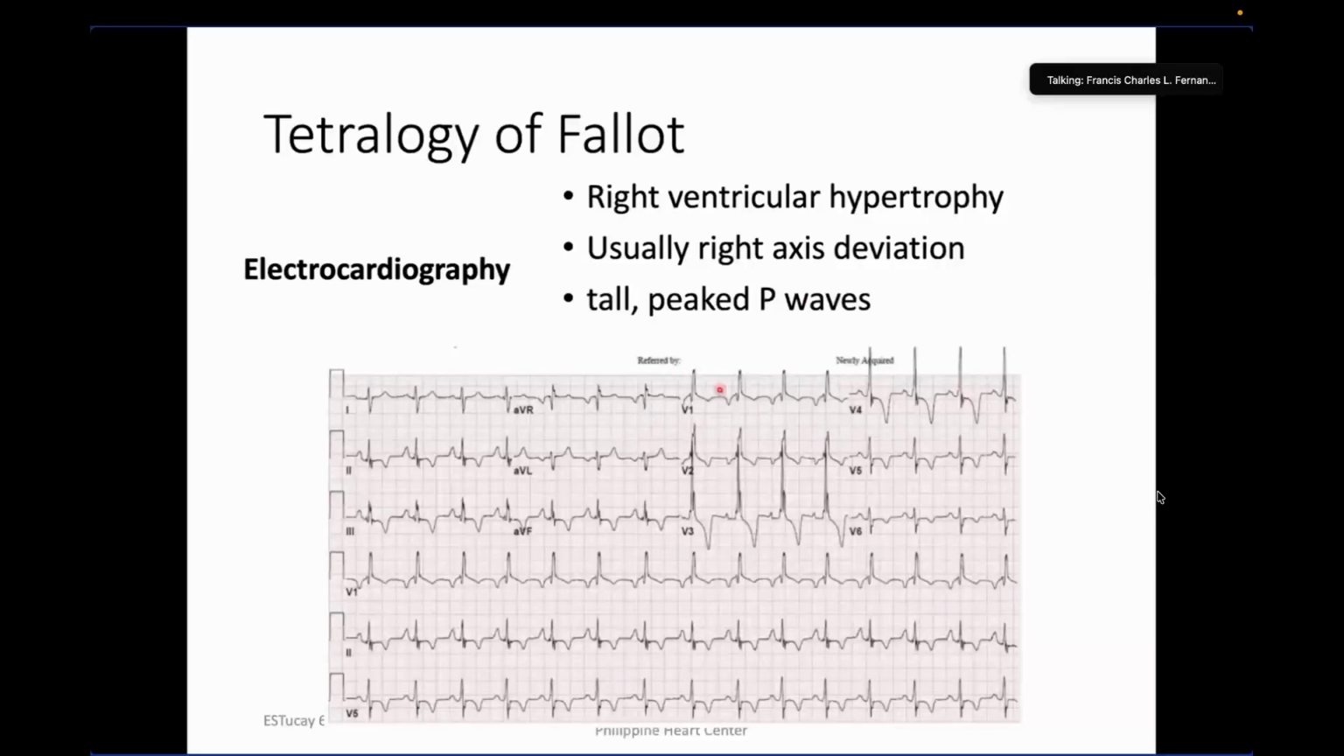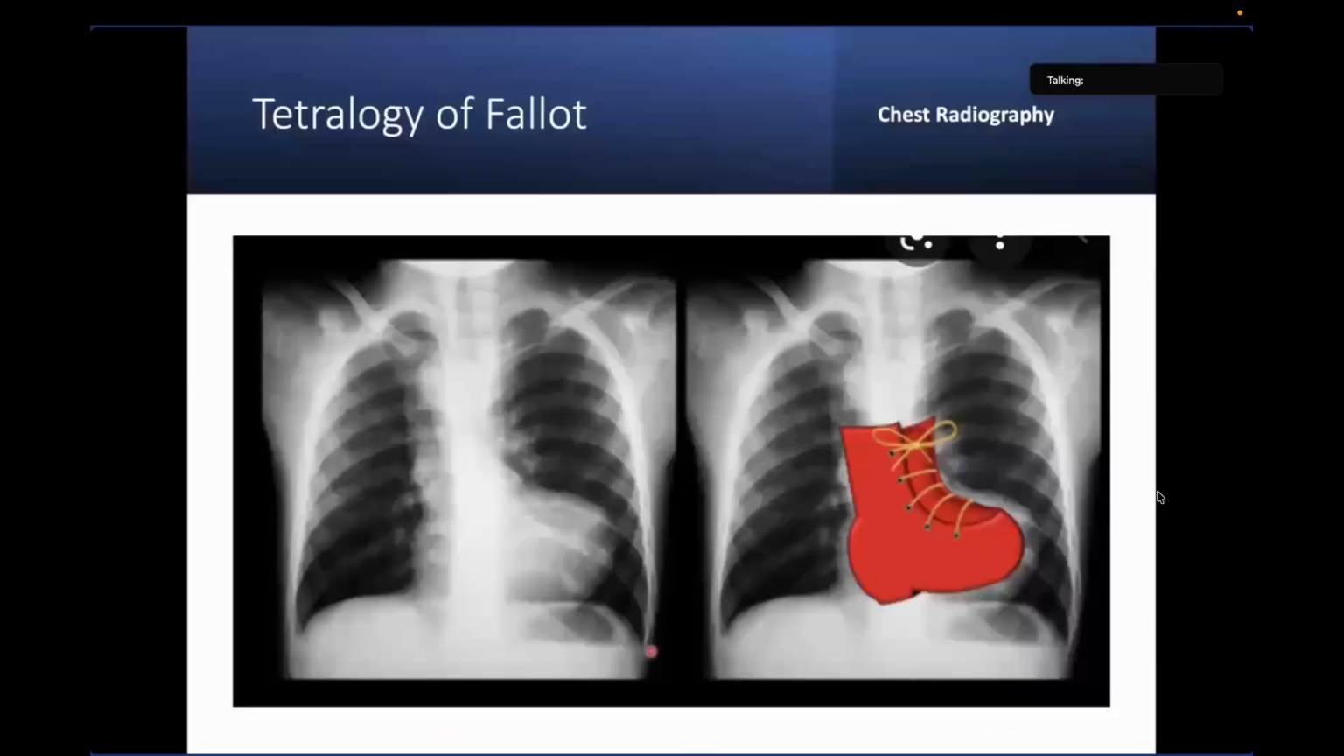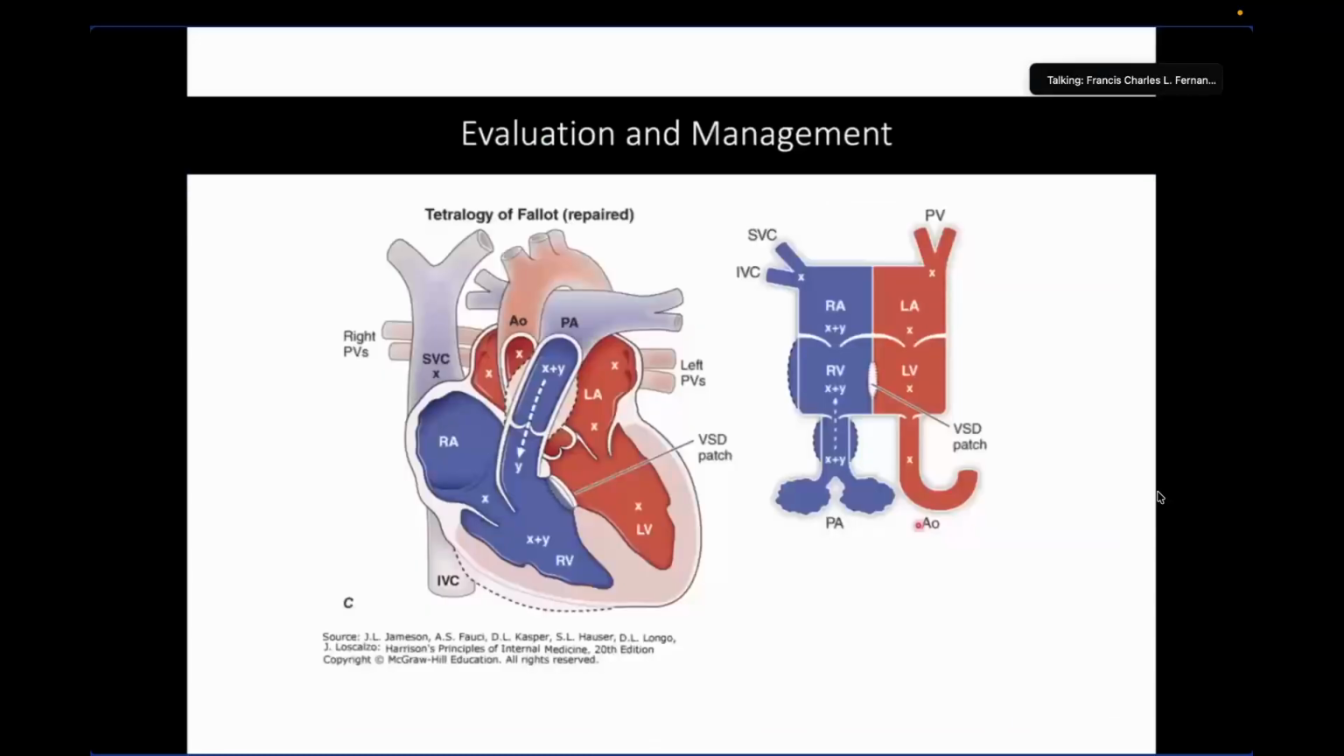So, TOF have RVH. So, you have peaked R waves also, more of the right-sided leads show RVH. So here you have right axis deviation, lead I and aVF. So mas mababa ang lead I, so mas mataas yung R wave sa aVF. You have P waves. So RV volume and pressure overload. So ito yung tinatawag na coeur en sabot, boot-shaped heart.